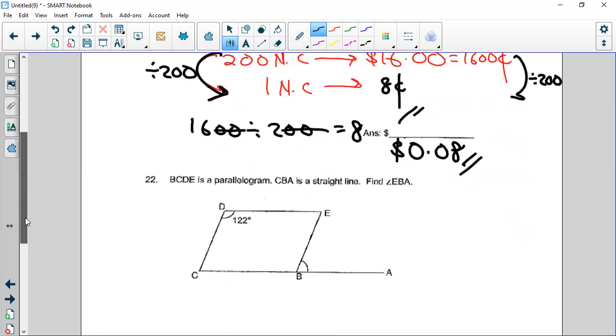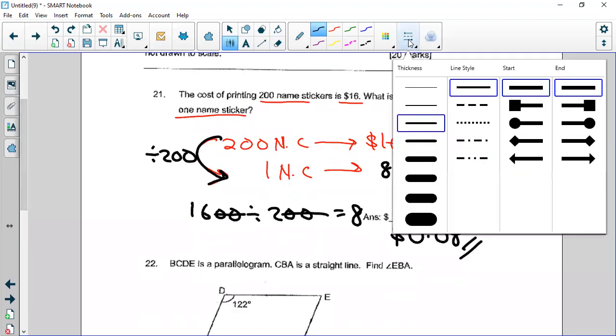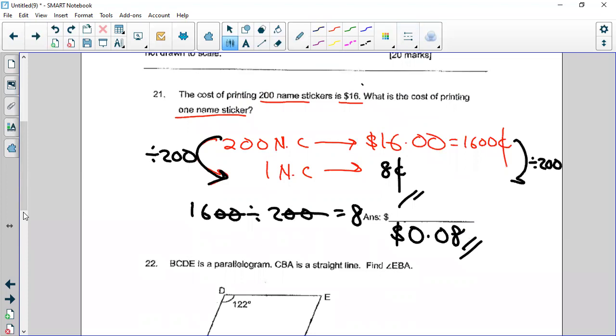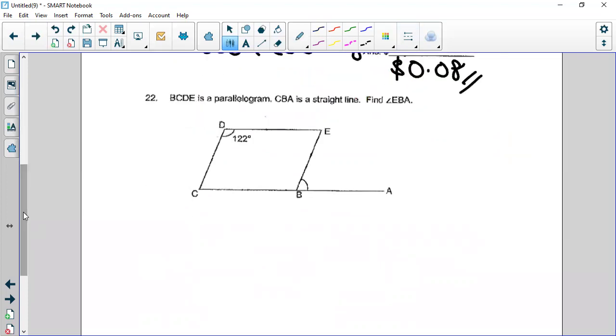What do you know about parallelogram? Opposite angles are equal, right? Opposite angles are equal. So you look at the parallelogram, and before that, you need to put the question mark first. And then what do you do next? You look for an easy angle. Opposite angles in the parallelogram are equal. And then can you find the question mark?